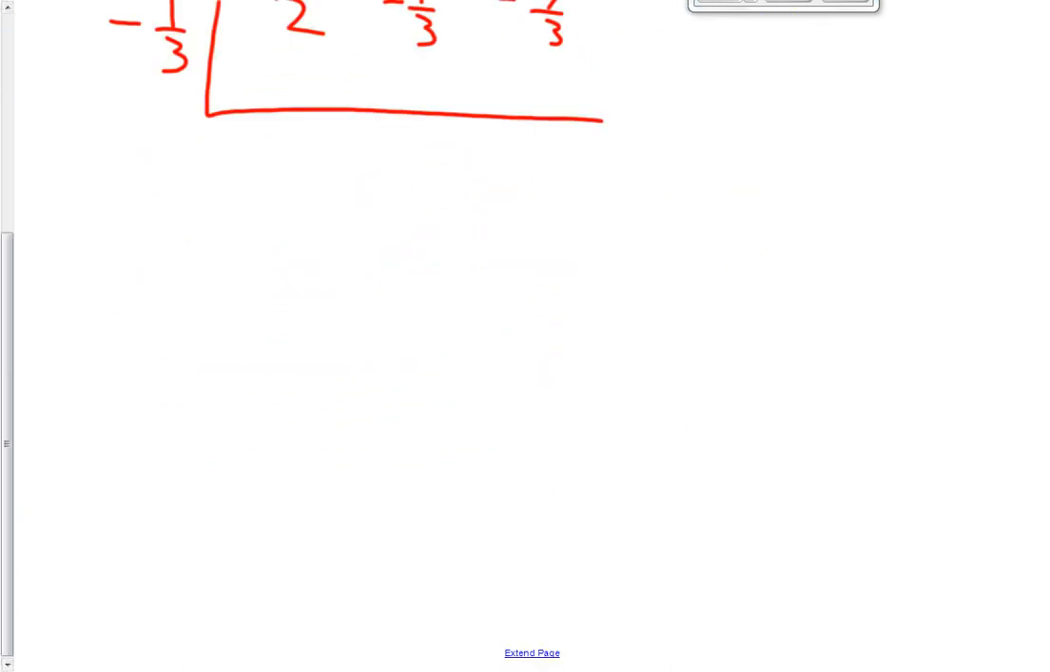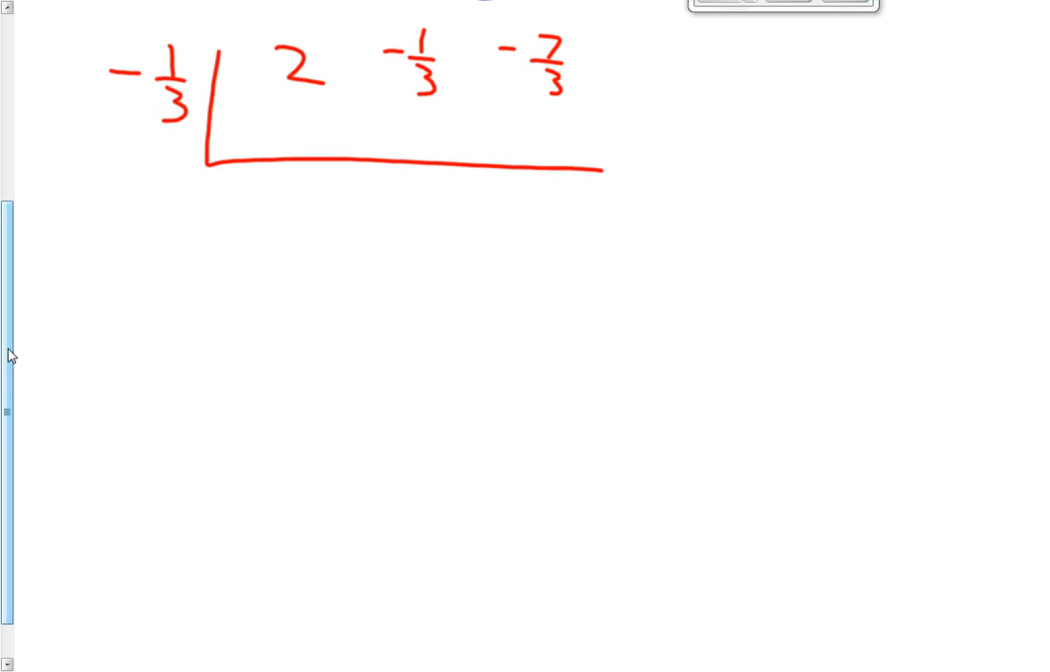We bring down the 2. And then we multiply to get a -2/3. And then we add. A -1/3 plus a -2/3 is a -3/3. And a -3/3 is the same thing as a -1. And then we multiply. A -1 times a -1/3 is a positive 1/3. And then a -7/3 plus 1/3 is a -6/3. And a -6/3 is the same thing as a -2. Whew! Now we have our remainder.